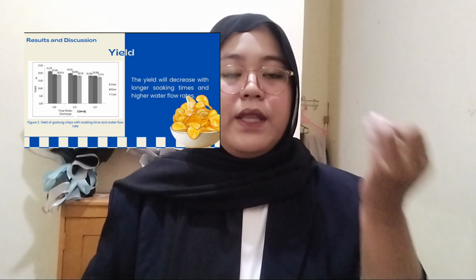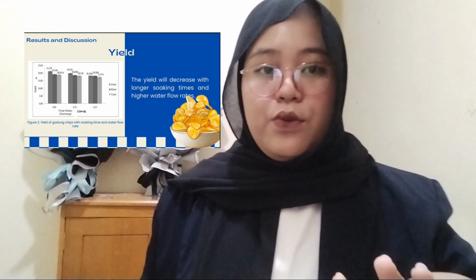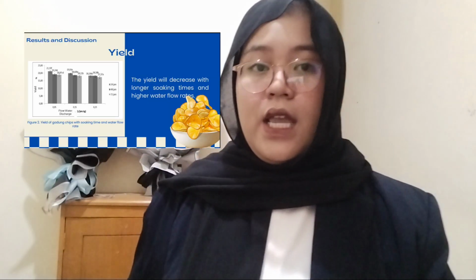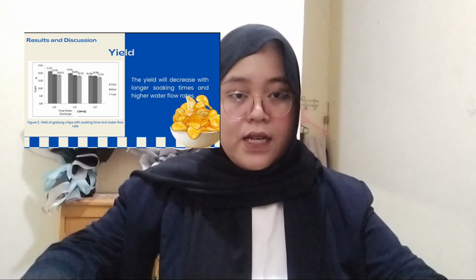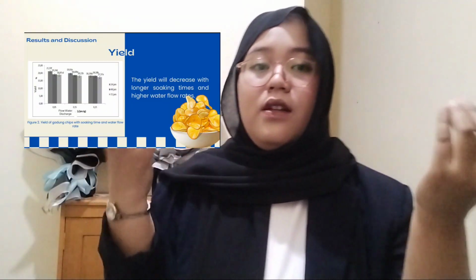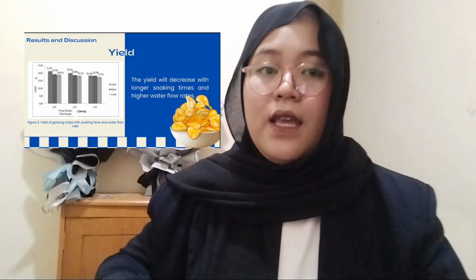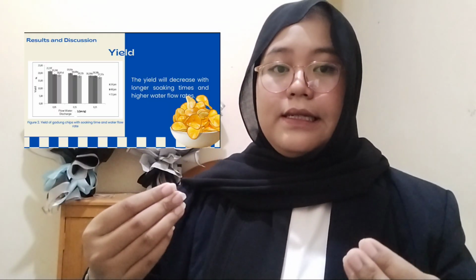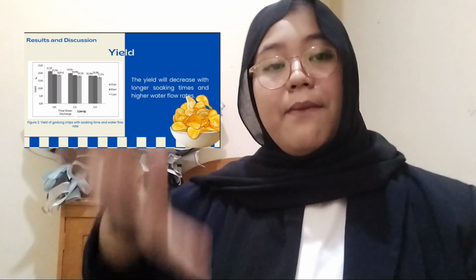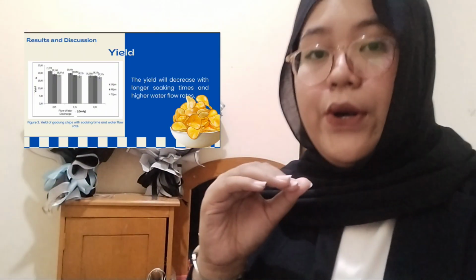The cells will release more dissolved substances into the water during that treatment. As a result, the chips might lose mass due to damage to the cell structure. If the chip cells are damaged, water and other dissolved materials will leak out of them. This causes the reduction in yield by making the chip structure softer and more porous.